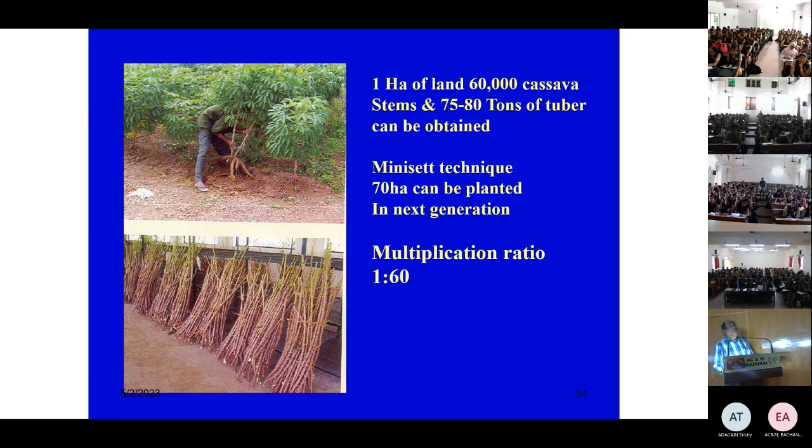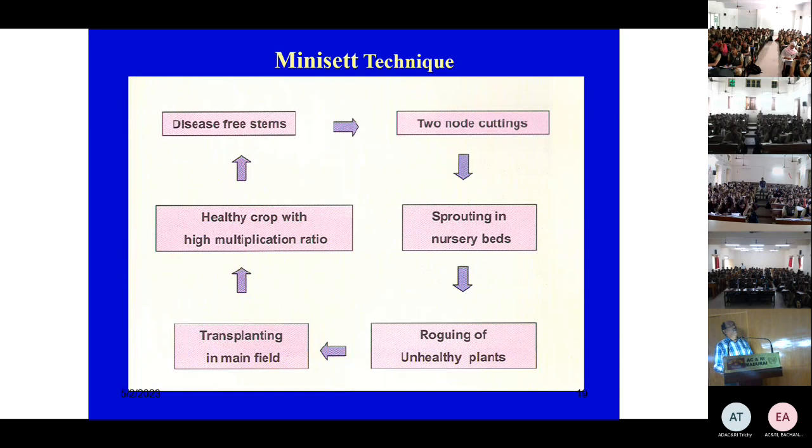So for the mini set technique, the planting material for 70 hectares can be planted, whereas in the normal traditional technique, we have to use 60,000 planting material. So that is the major advantage. The multiplication ratio is almost 1:60.